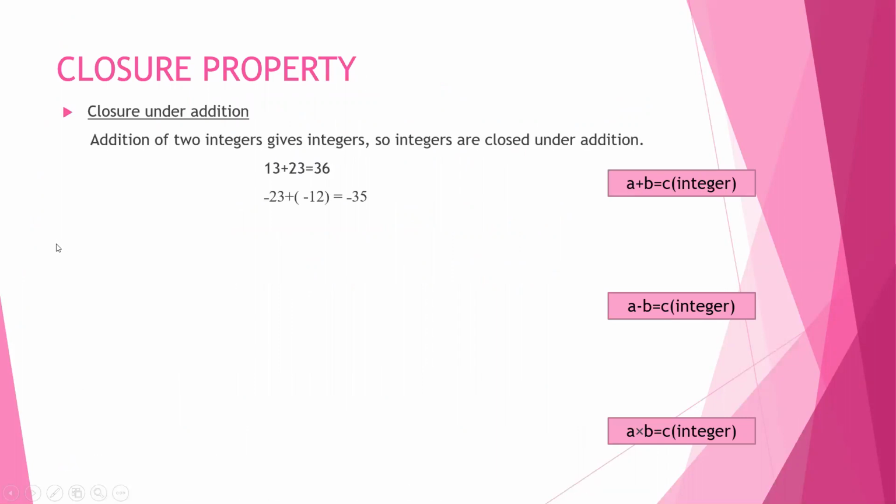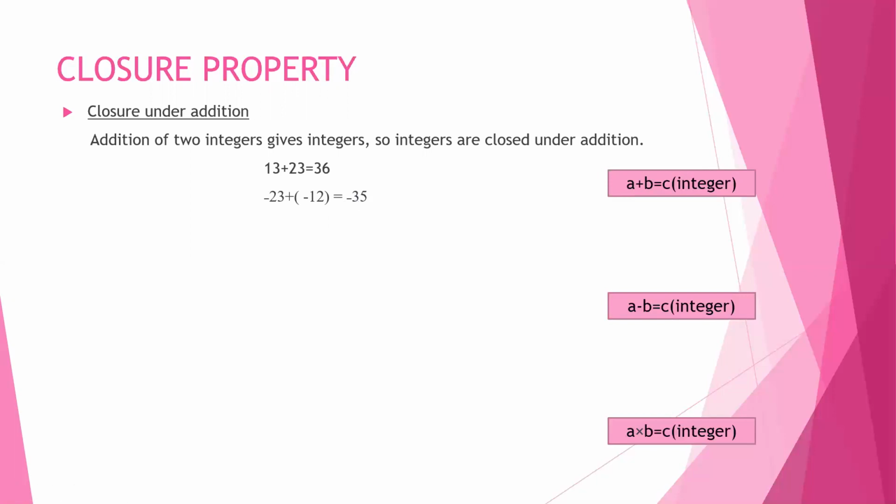The set of integers under the operation of addition is also integers. It means when I add any two integers, the sum will also be an integer. Here are a few examples, like 13 plus 23, that is 36, which is an integer, and minus 23 and minus 12. When I'm adding this according to the rule of integers, 23 and 12 is 35, as they have the same sign, a common sign. That's why I will put the negative sign only. So that is minus 35, which is also an integer.